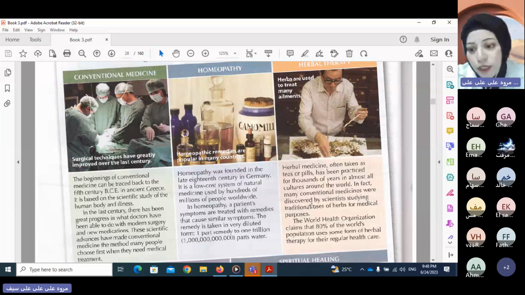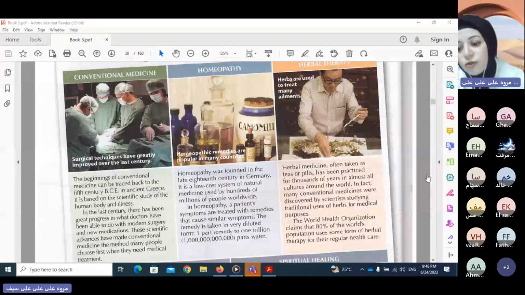Yes, we really need more information about what homeopathy is exactly. I tried to search the internet for more information, but I didn't understand anything. So, third part, the herbal therapy. I want you to read the explanation.